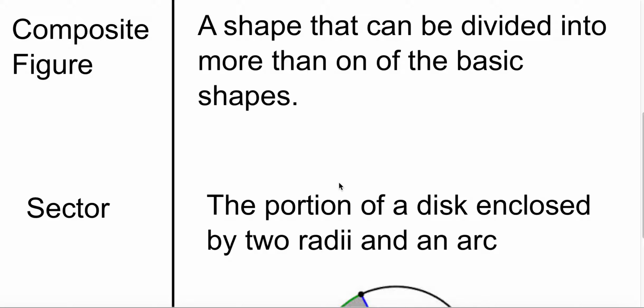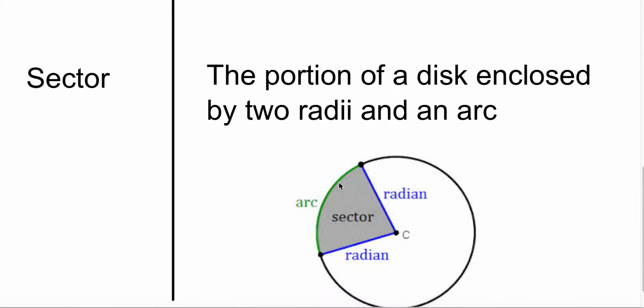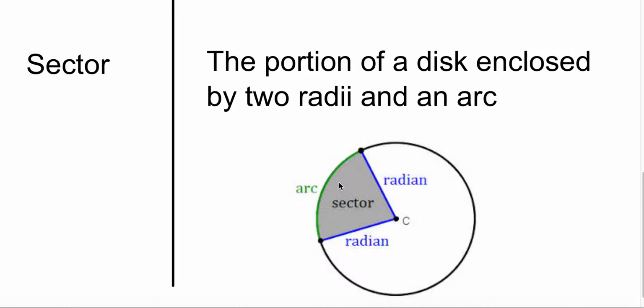We also have a sector. A sector of a circle is just part of the circle. The technical definition is the portion of a disc enclosed by two radii and an arc. Really, all it means is it's just a fraction part of a circle. If I found the area of the whole circle and then divided it to get just this part, I have the sector of the circle.